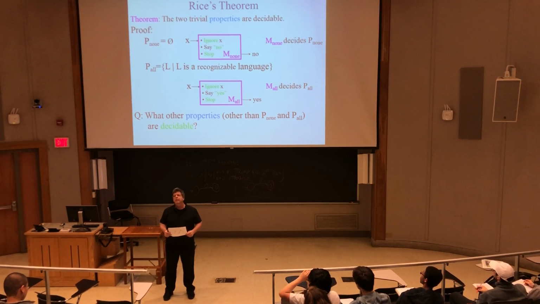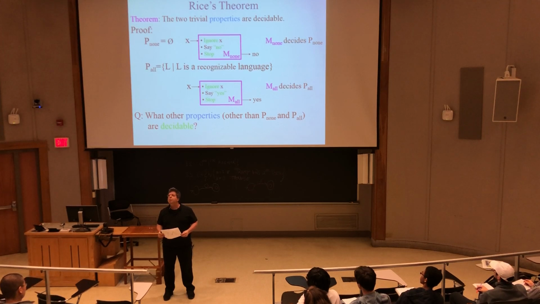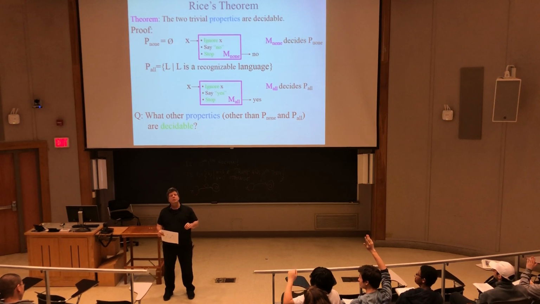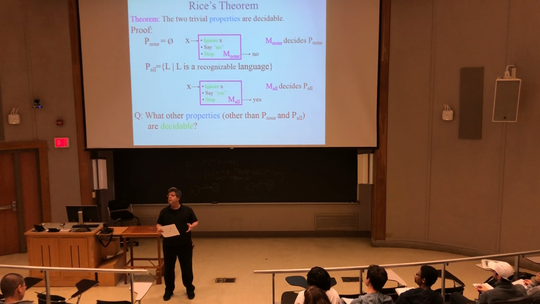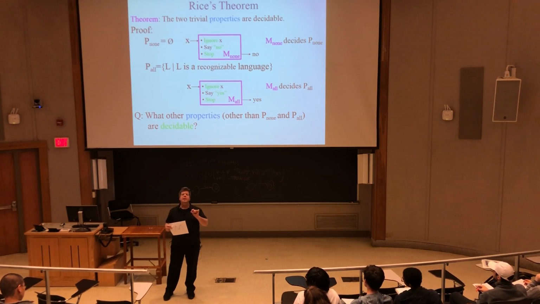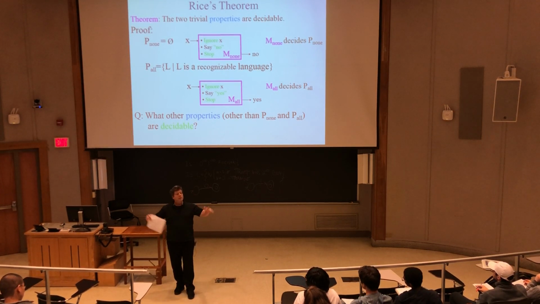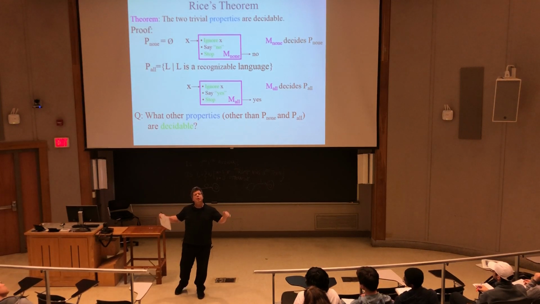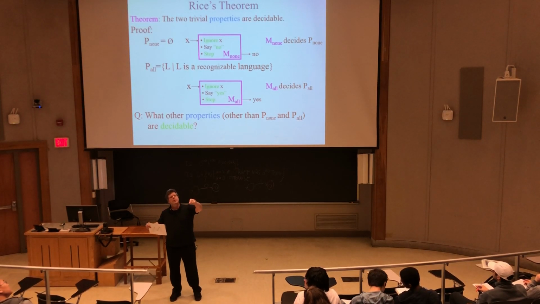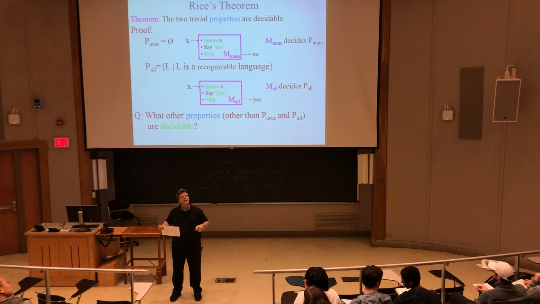Countable or uncountable? 5 seconds, go. How many other properties are there? Countable or an uncountable infinity? How many say countable? How many say uncountable? Whoa, we got a split vote. Which one is it? Anybody want to argue one way or the other? Now, we're not talking about one recognizable language. We're talking about sets of recognizable languages. Countable or uncountable? What do you think?